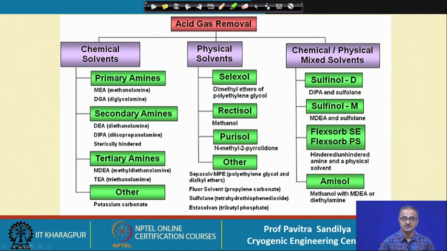In this particular figure we are listing the various types of solvents used for acid gas removal. We have chemical solvents: primary amine, secondary amine, tertiary amine, and others like potassium carbonate, which is not an amine. These are the various chemical solvents, and these are the physical solvents: Selexol, Rectisol, Purisol, and others. All of these are given commercial names. And then we have the mixed solvents like Sulfinol D, Sulfinol M, Flexsorb, Amisol, etc.